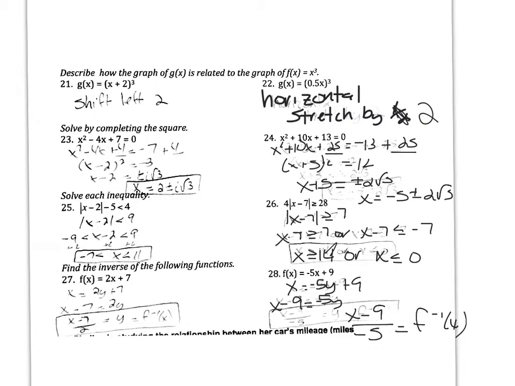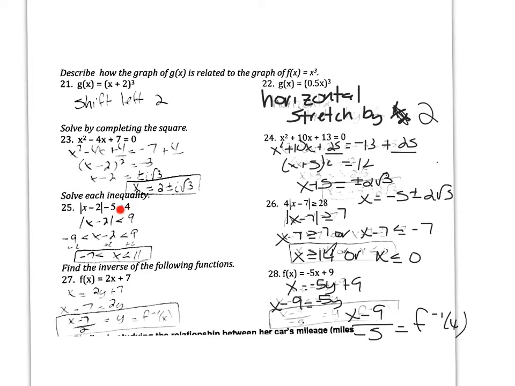Same thing on 24. Move the 13 over, change the sign. Half of 10 is 5. 5 squared is 25. Put the half inside your parentheses. Add over here is 12. Now, one thing you got to look at right here, the square root of 12 is the square root of 4 times 3. So when you break that down, you get 2 root 3 right there. And then just move the 5 over, and you got it.